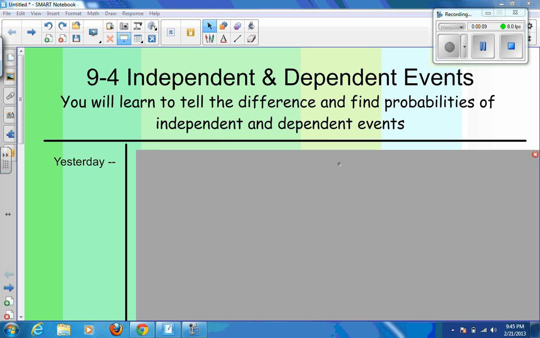All right, guys, welcome to Friday. Today we're going to be talking about independent and dependent events. Today we're going to learn the difference between them and how to find their probabilities.